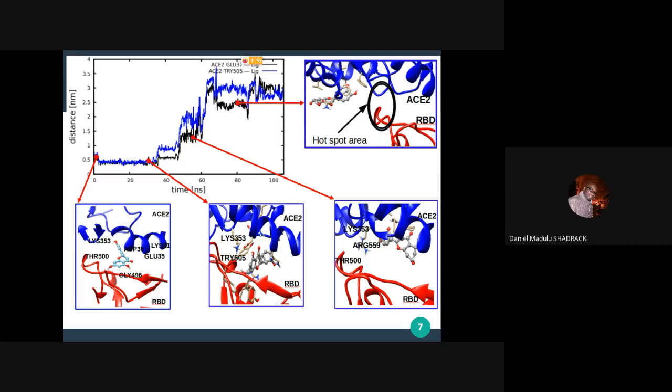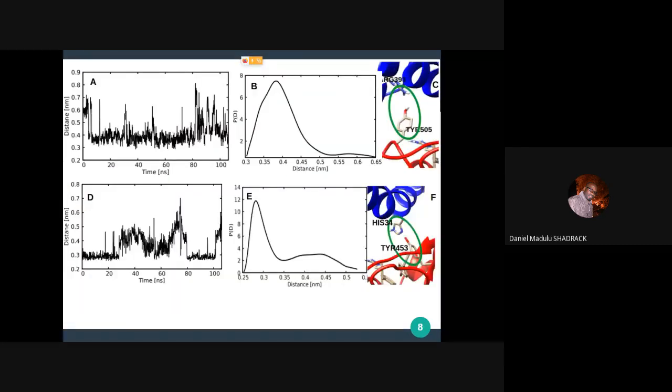Thank you. Then we wanted to assess, if this ligand is binding at the interface, to what extent it disrupts the recognition of this hotspot residue.